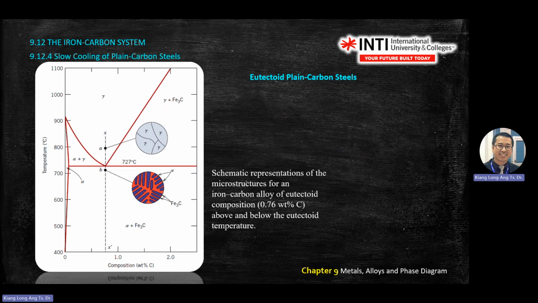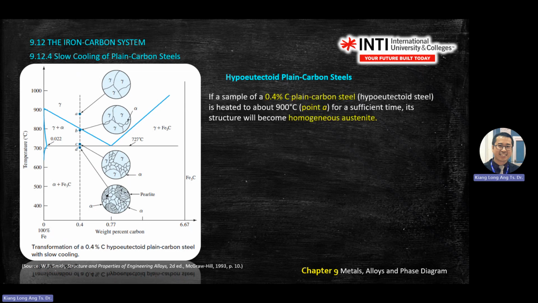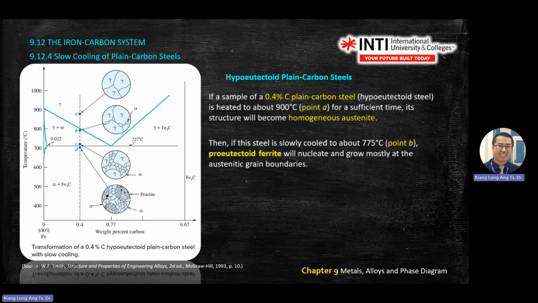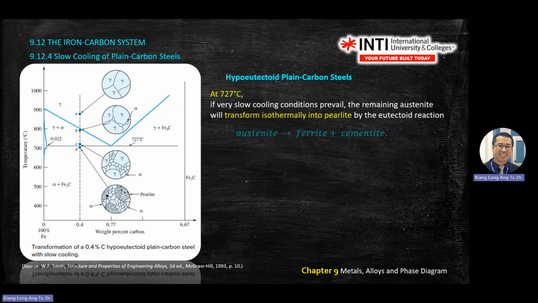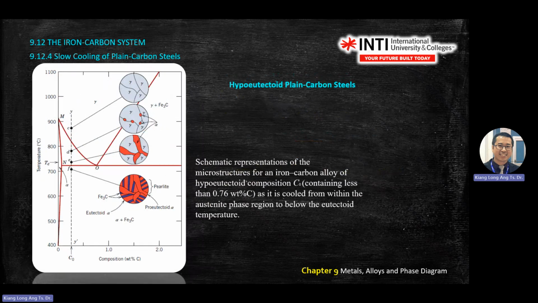Okay, this is another illustration. You drop from A to B. A is gamma, so you have all the gamma solid. Drop below 727, you get pearlite. Okay, the rest is also the same. You read, it's the same.